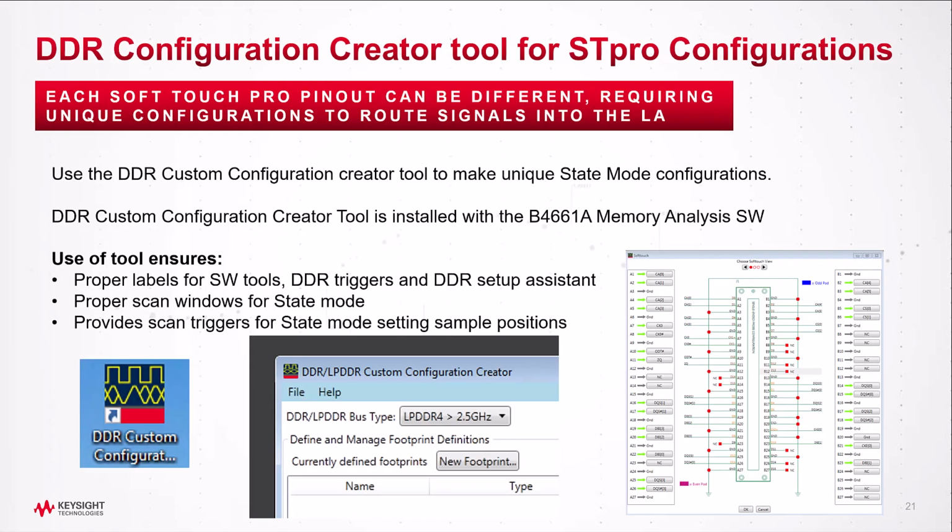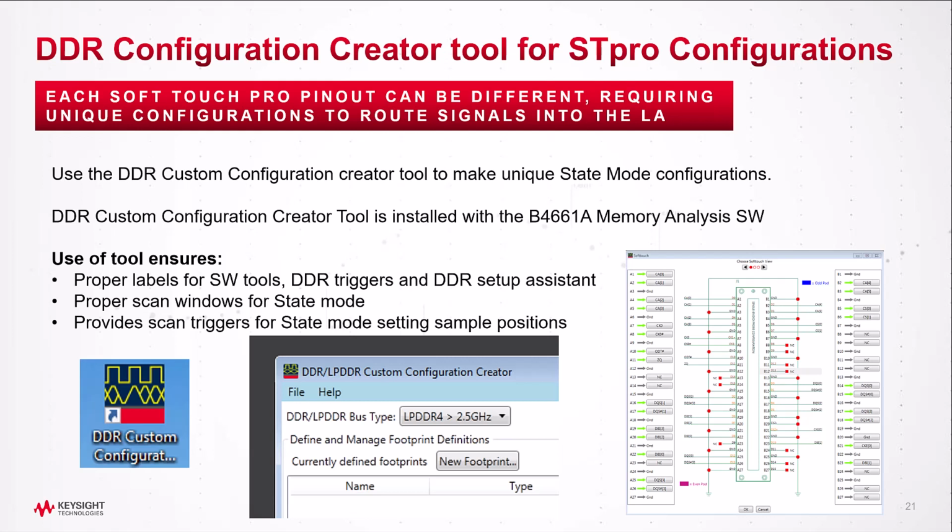To create custom configurations for your different LPDDR4 and LPDDR5 footprints, use the DDR Custom Configuration Creator tool to make the unique state mode configurations. The tool is installed with the base B4661A memory analysis software. Use of the tool provides proper labels for the software tools, the DDR triggers, and DDR setup assistant. It gives you proper scan windows for the state mode. This is to set sample positions, and it provides scan triggers for state mode sample position setting.